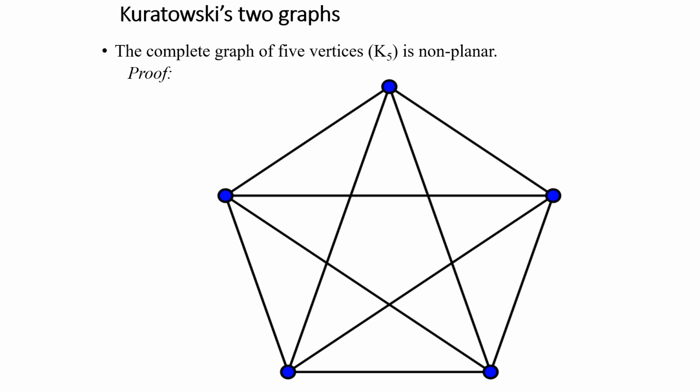Now you have to study two graphs which are called Kuratowski's two graphs. They are the K5 graph and the K3,3 graph. The complete graph of 5 vertices, K5, is non-planar. If you try to embed this particular graph in a plane, you won't be able to draw one edge without intersecting others. So Kuratowski's graph K5 is non-planar.